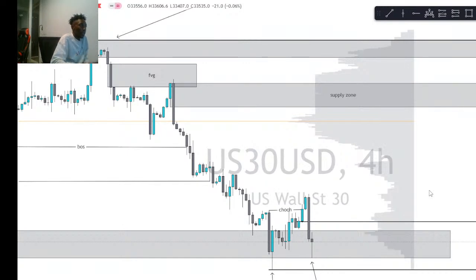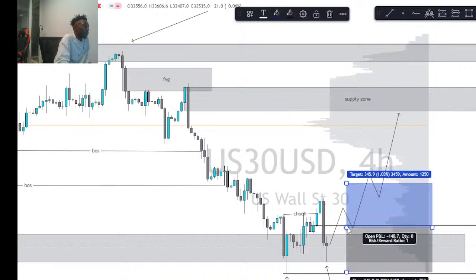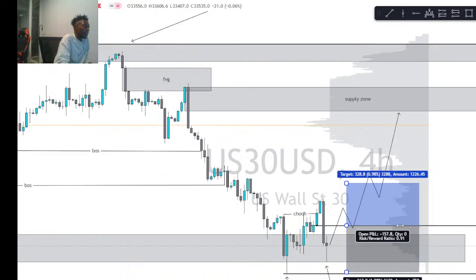You understand? We are expecting USD to break above that area and then retest that area. You understand? And then we can start scaling our buys from there. And then we target the untested supply zone, just like that. So this is what we are expecting on USD this week.